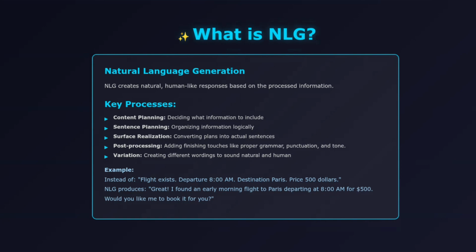NLG does several things: content planning, deciding what information to include. Should we mention weather, prices, layovers? Sentence planning, structuring how to present that information logically. Surface realization, converting the plan into actual English words and sentences. Post-processing, adding finishing touches like proper grammar, punctuation, and tone.